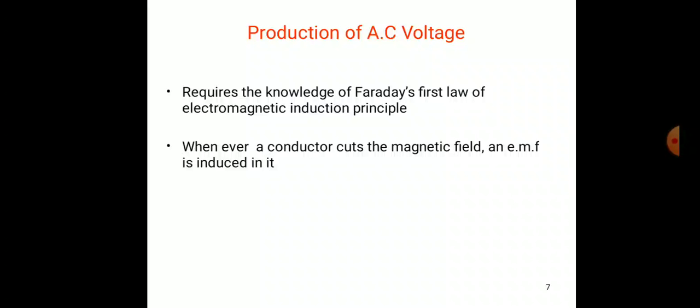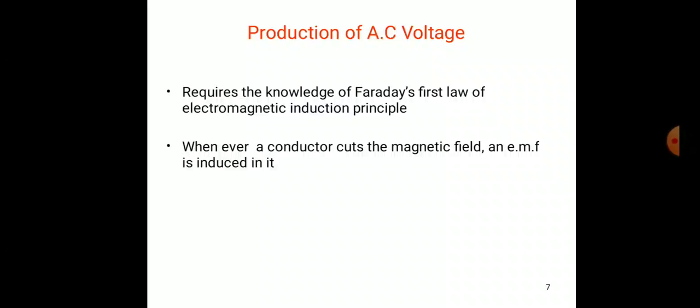These AC voltages are produced at the power plant. In the power plant, we are producing this AC energy. That energy is transmitted to required places. What does it require? It requires knowledge of Faraday's first law of electromagnetic induction. If you know Faraday's first law, you can get an idea of how we are generating the electricity.